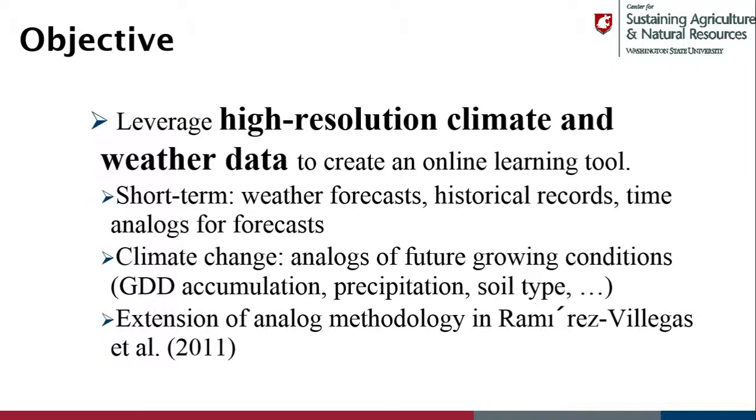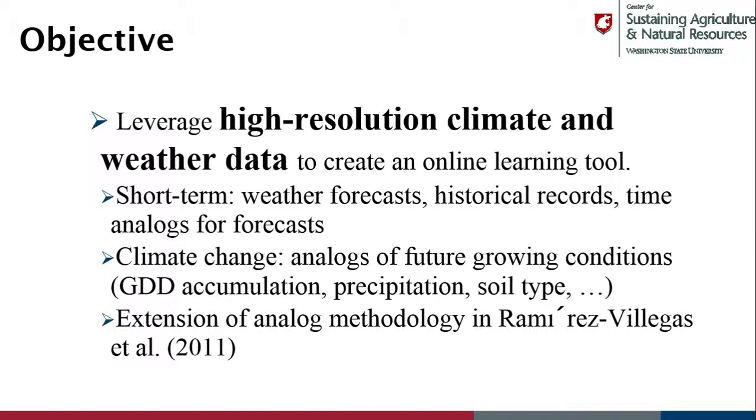And there's two use cases that we envision. The first one is a short-term use case in which the users might want to see for a specific year what the growing conditions have been like, and weather forecasts that are going to look at what the growing conditions will be like for the short-term future. And that will also include looking at the historical records for a given location and finding years in the past that are most analogous to the reference year.